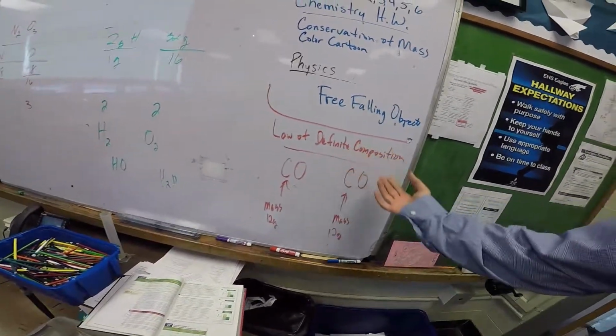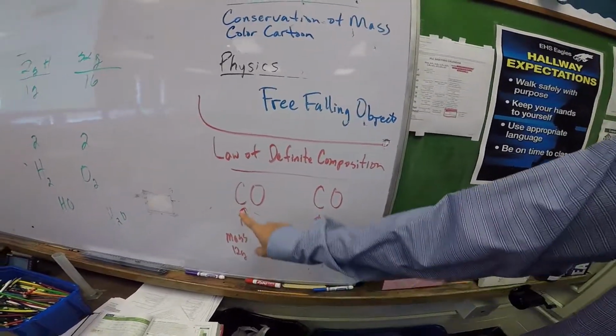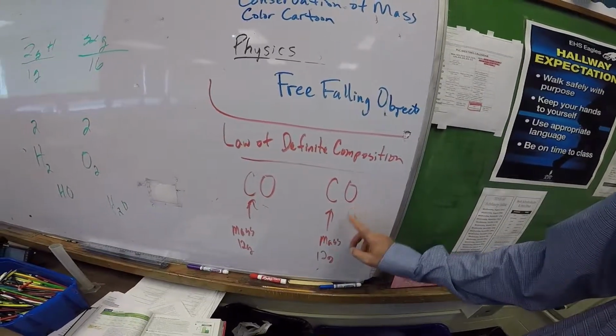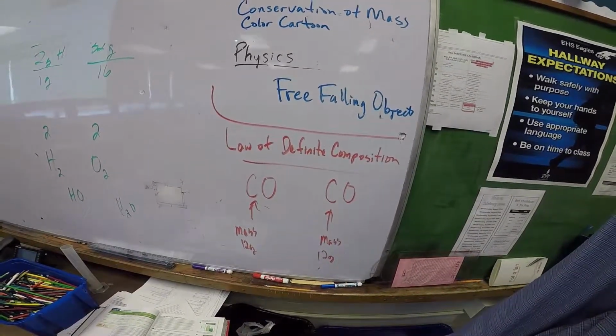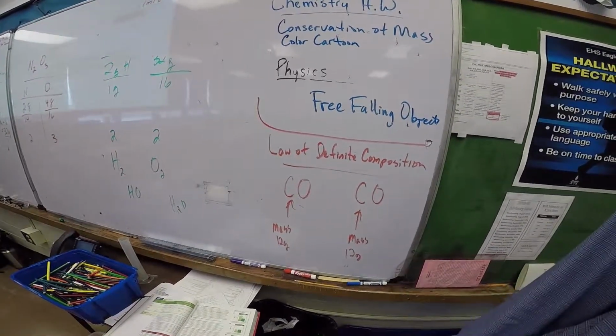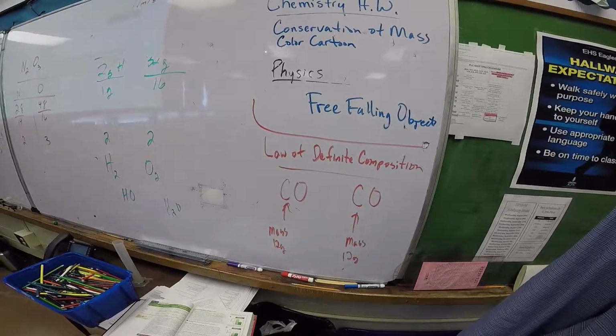But the law of definite composition allows us to be able to test these things and know for sure. Because the mass of carbon here is going to be the same as the mass of carbon here. It's called the law of definite composition. Now we have isotopes that have a different number of neutrons, but the mass is still going to be close enough to indicate that it is carbon.